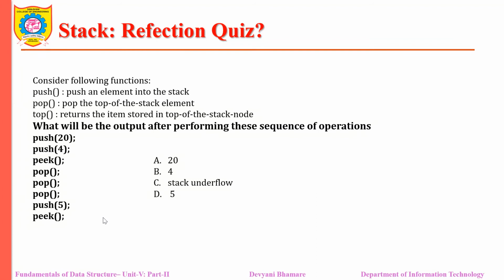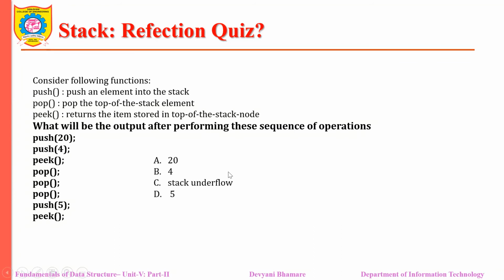Let me analyze. It is given that push means we are pushing an element into the stack. Pop means we are popping or deleting the element which is at the top of the stack. And top simply returns the item which is stored on the top of the stack. Means we are here saying that this is our peek operation, right?